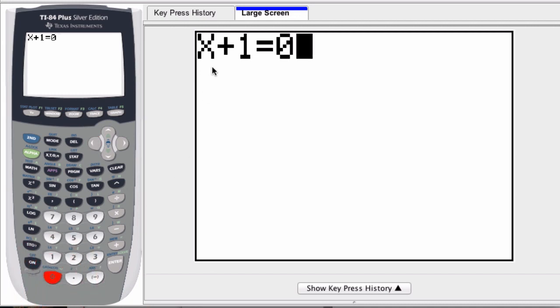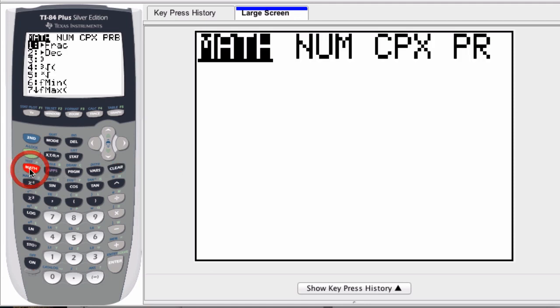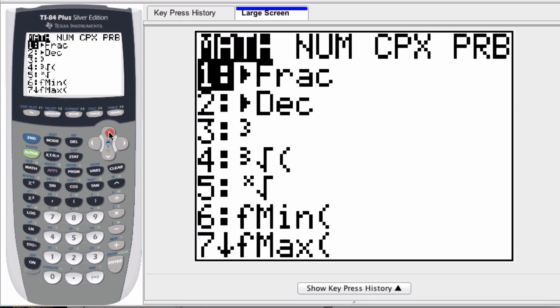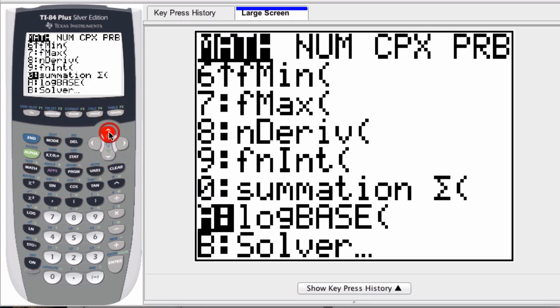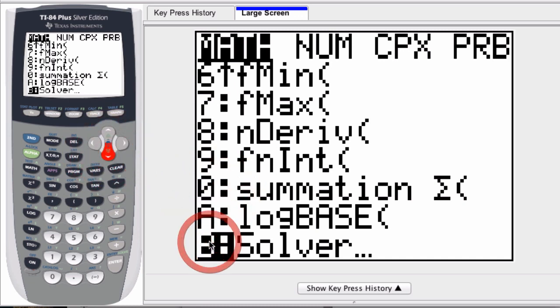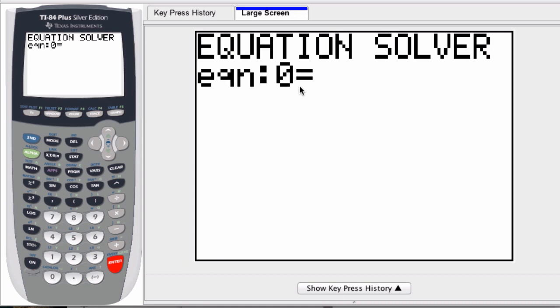Now, how do you do this? Well, to solve for an equation, you can be in your home window, but we'll get back to that. There are a couple ways to do this. In this video, the way we're going to solve it is press the math button, and then if we scroll down towards the bottom, it's usually the zero command here, but in some calculators like this one, it's the B command, which is solver. Just look for that word solver. Hit enter, and now this is what'll pop up.